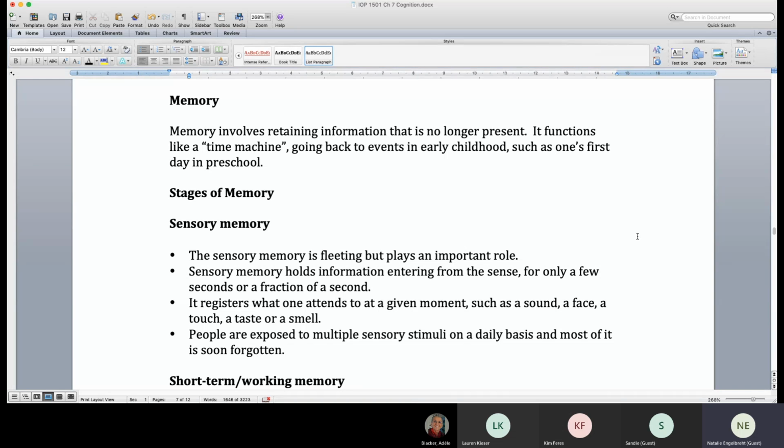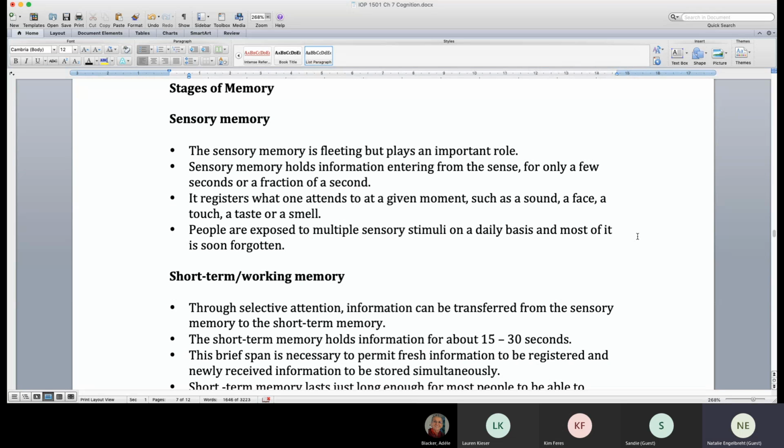Stages of memory. So there's sensory memory. The sensory memory is fleeting but plays an important role. How do you get sensory memory? It is information that enters from the senses for only a few seconds or a fraction of a second even. It registers what one attends to at a given moment, such as a sound, a face, a touch, a taste, or a smell.